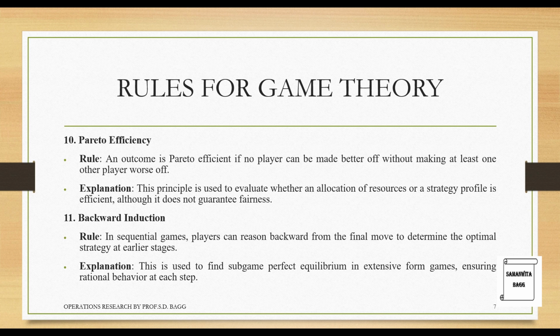Now this can happen in any type of game where you resort to some kind of means of winning. The next is backward induction. In sequential games, players can reason backward from the final move to determine the optimal strategy at earlier stages. This is used to find sub-game perfect equilibrium in extensive form games, ensuring rational behavior at each step.